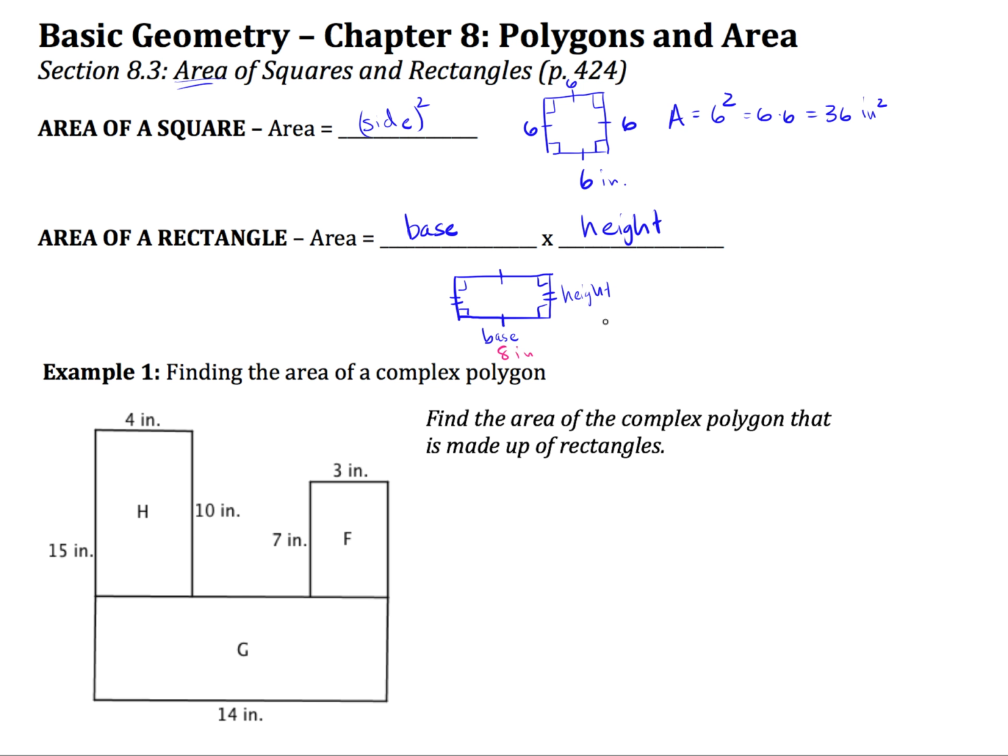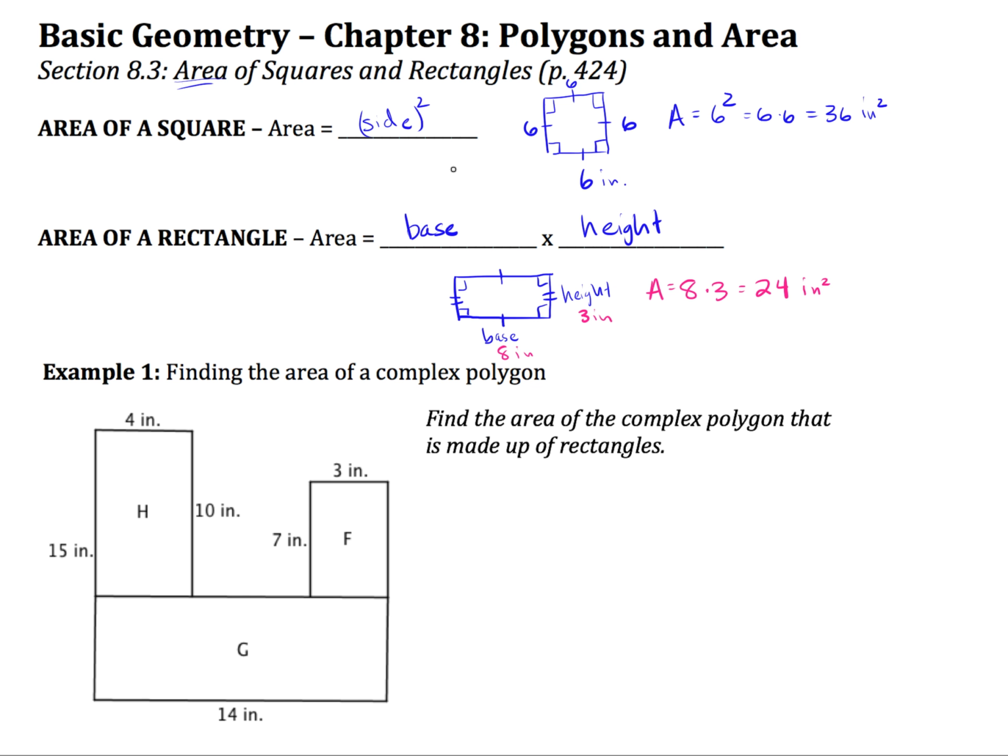8 inches, and we'll say the height is 3 inches. So to find the area of this shape, I'm going to take the base measurement times the height measurement. That'll be 8 times 3, and it'll be 24 square inches. Right? 24 square inches for the area of this rectangle.